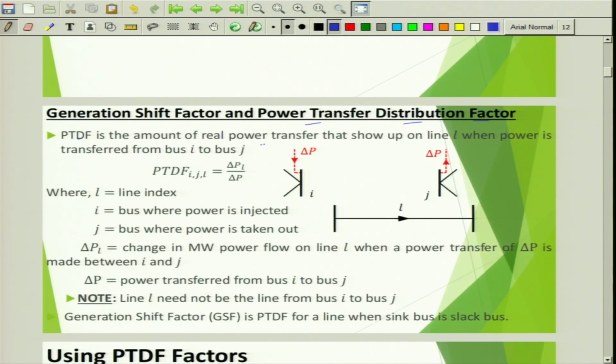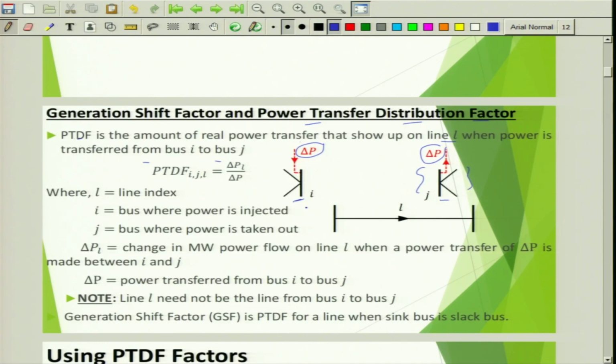This is the amount of real power transfer that shows up on line L when power is transferred from bus I to bus J. Let us define this is bus I and this is bus J. Now what is this factor defining? Let us say there is an additional injection at bus number I, delta P is the power injection at bus number I, and let us say there is a load bus or something which is consuming this power, and this is outgoing power, we consider delta P.